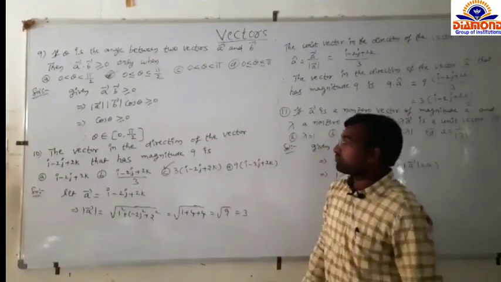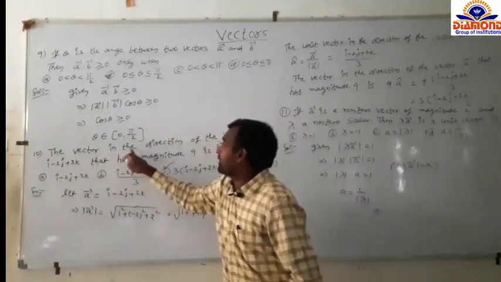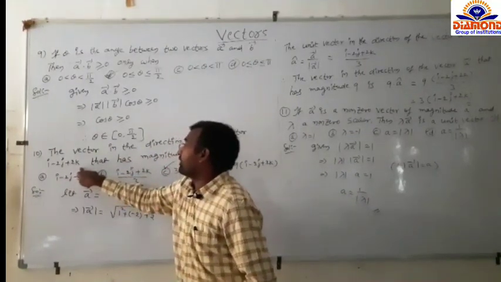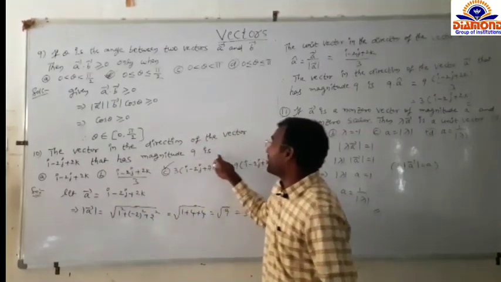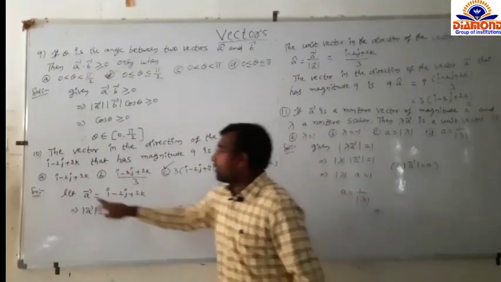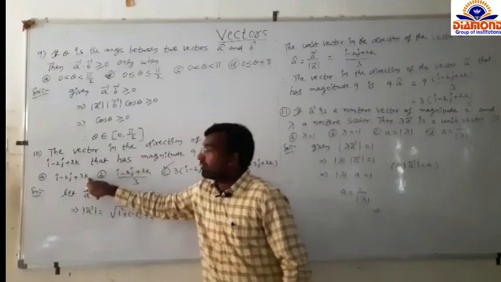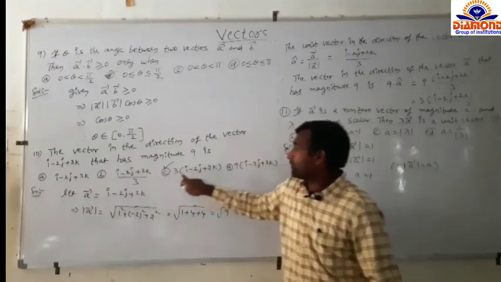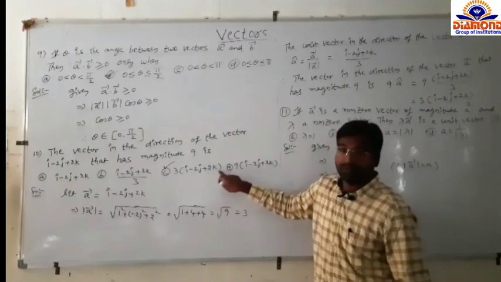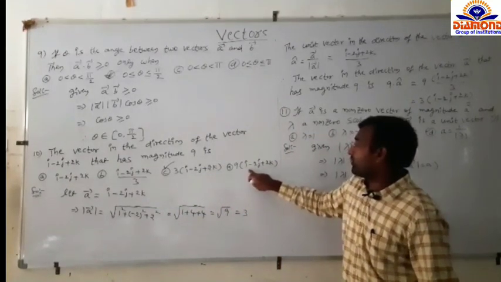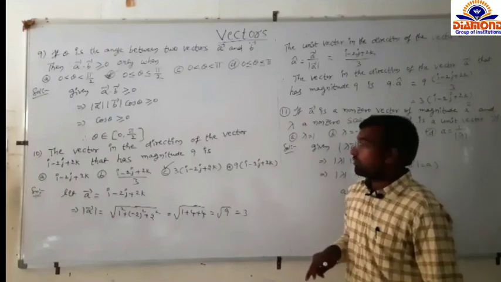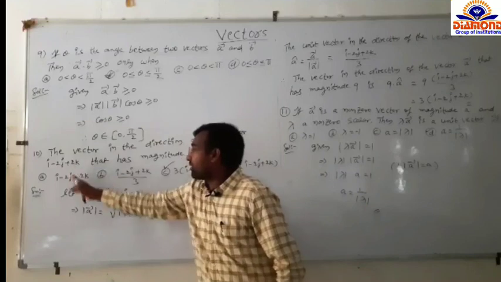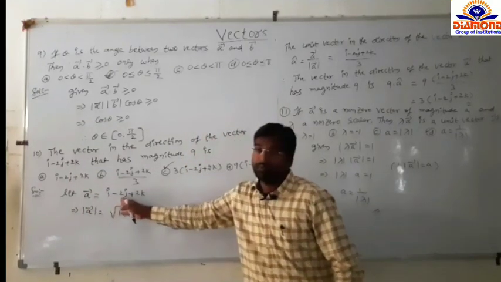Next question. The vector in the direction of the vector i minus 2j plus 2k that has magnitude 9 is, first option i minus 2j plus 2k, second option i minus 2j plus 2k by 3, third option 3 into i minus 2j plus 2k, fourth option 9 into i minus 2j plus 2k. So first, take the given vector as a bar. A bar equals i minus 2j plus 2k.